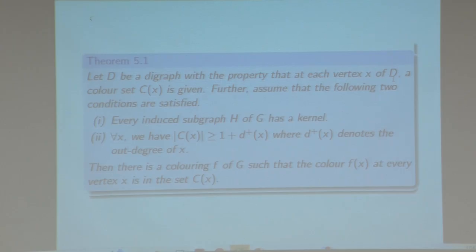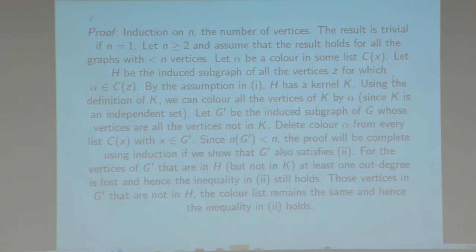This is a powerful theorem. Fortunately, it has an easy proof, induction. Induction does work here. Let's see how. This result is true when n is equal to 1. Assume that the result holds for all graphs with strictly fewer than n vertices. Alpha is some color in some list. Look at all those vertices whose list contains alpha. Pull all of them out.